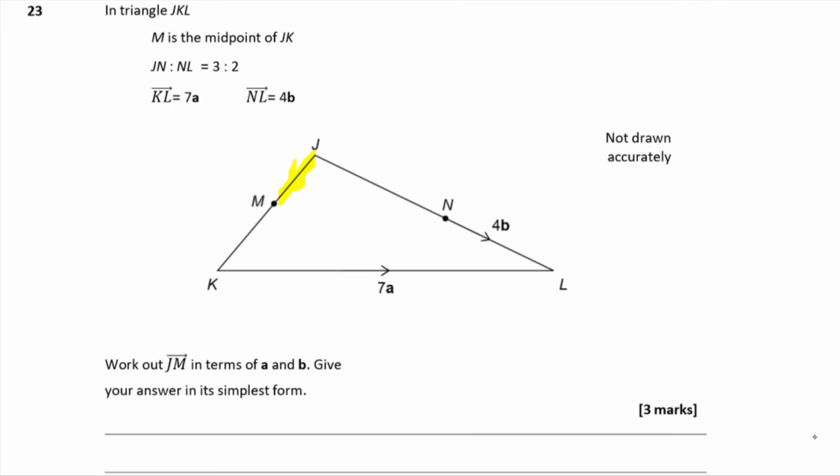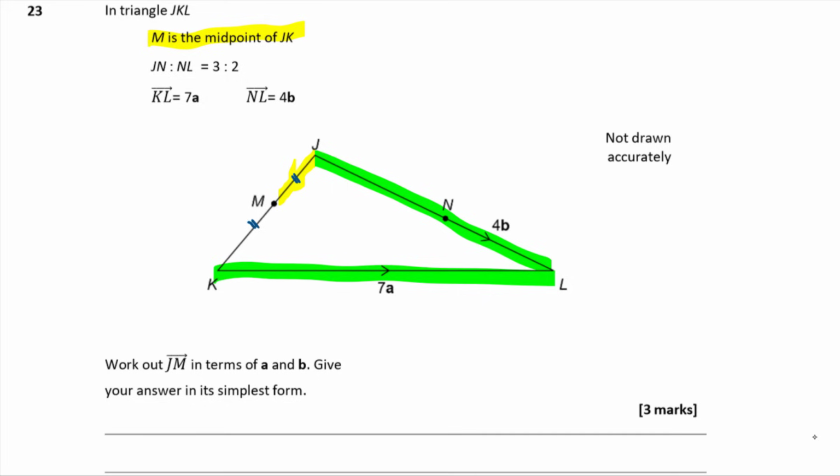What do we know? We only know this direction here and we know this direction here. So basically what we're going to have to do is to find J to K and then halve it to find J to M. Now we've got some information up here that isn't in the diagram. First off, we've got that M is the midpoint of JK. So that means that this distance is the same as this one then, isn't it? Okay, so let's just mark that on.